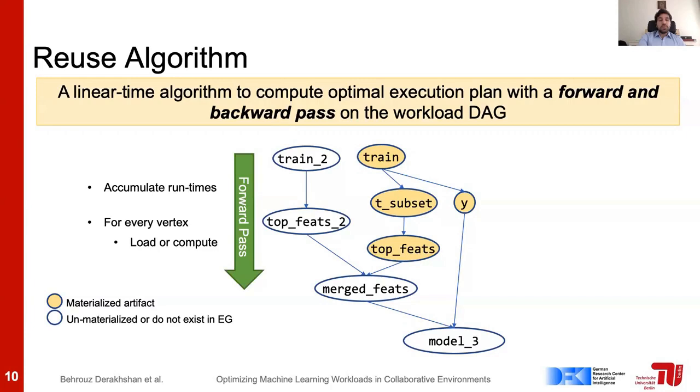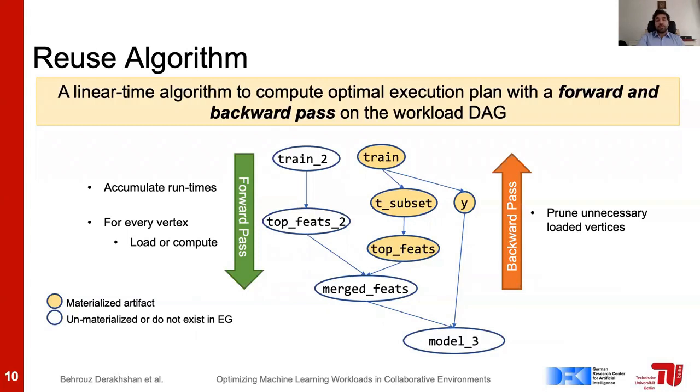So the algorithm is as follows. During the forward pass, we accumulate runtimes as we traverse from the root nodes down to the leaf node. And for every vertex, we compare its load cost from the experiment graph with the accumulated runtime. If the load cost is smaller, then we load it from the experiment graph because that's the cheaper option. And if it's not, then we compute the node locally. And in the backward pass, we prune any unnecessary loaded vertices. For example, here, if all 4 yellow vertices are loaded, then these 2 vertices can be pruned from the graph because they're not part of the computation at all.